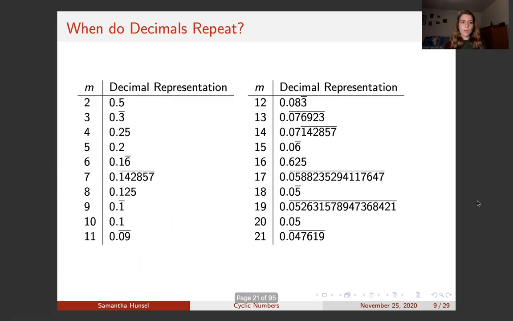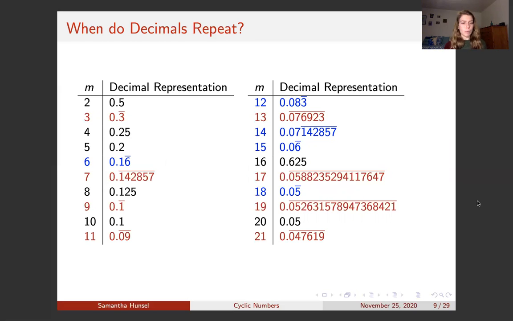So here is a table of m and the decimal representation of 1 over m. So m is a denominator. It's just from 2 to 21. And we can see that the numbers in black are the numbers that are terminating. They have factors of 2 or 5 only. So 2, 4, 5, 8, 10, 16, and 20 are factors of 2 or 5 only.